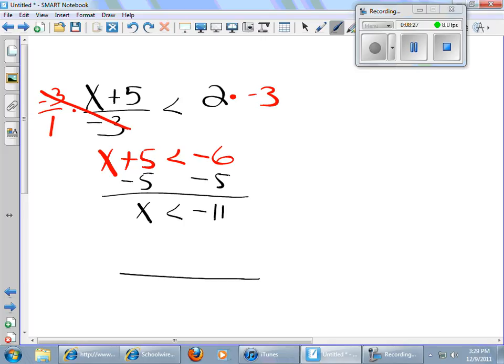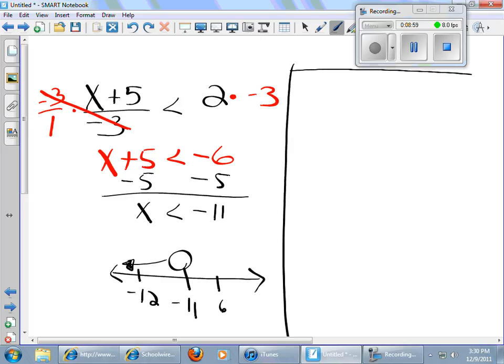When it's an inequality, I'll have to provide a graph. All right, negative 11. Let me see here. I need an open circle. X needs to be less than negative 11. Let me see here. Which one is smaller? Negative 11 or, excuse me, negative 12 or 6? Positive 6. Well, negative 12 is smaller. I will shade towards the negative 12. I just made those two numbers up on the number line to test and see where I would shade.